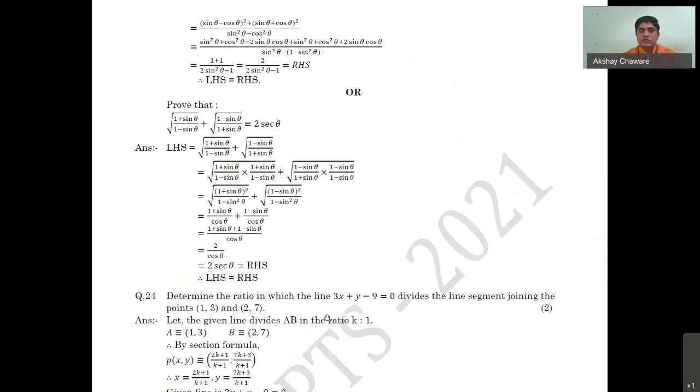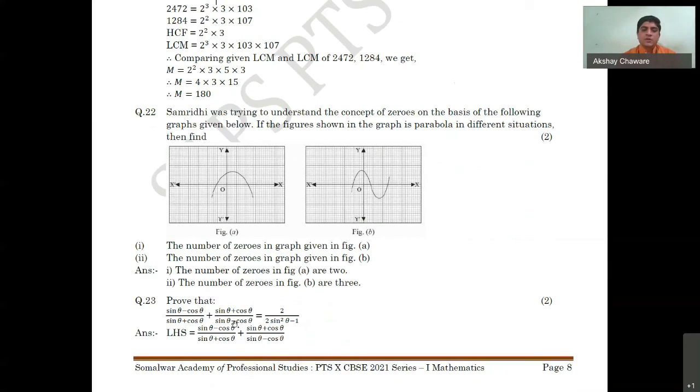Now if we see question number 23, that is a trigonometry based question. Then LHS: sin theta minus cos theta upon sin theta plus cos theta, plus sin theta plus cos theta upon sin theta minus cos theta. Now see here, two ratios are given, and how to solve them? So we will apply the cross multiplication method here. Just we will cross it, or we can say the LCM method.